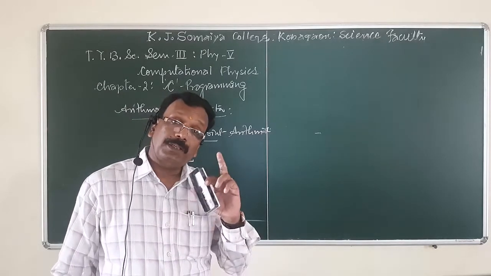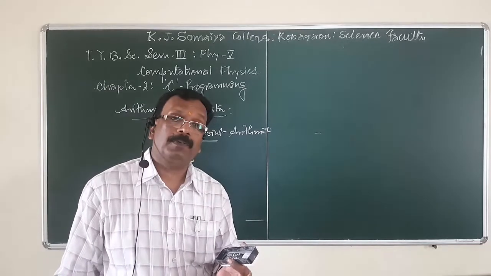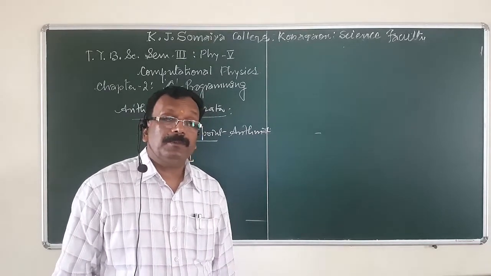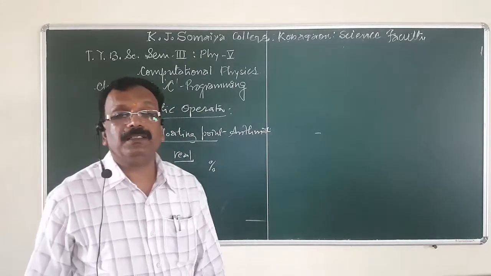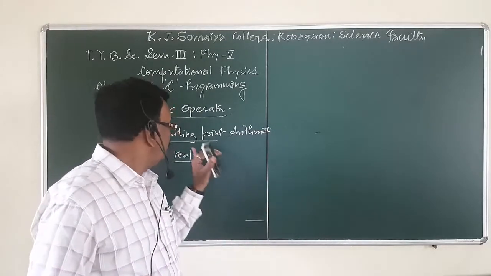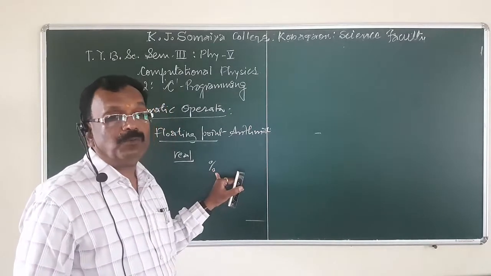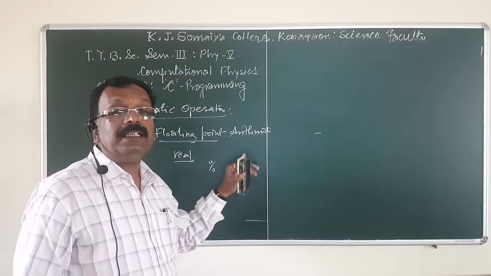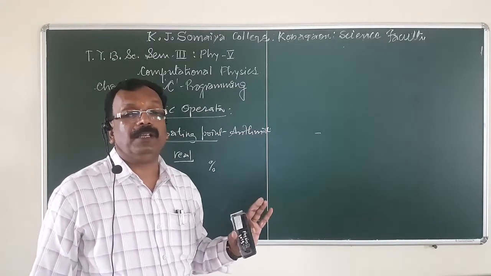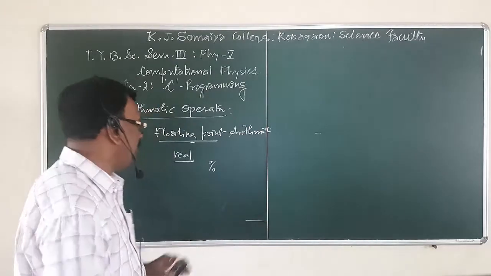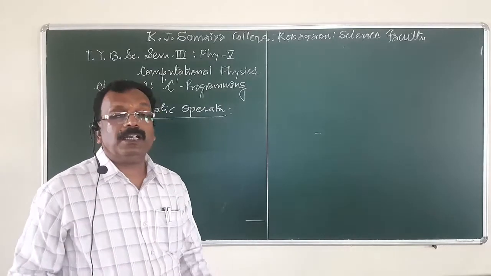One thing you have to remember, or note, is that in integer arithmetic modulo division is applicable, but in floating point arithmetic the remainder operator, that is the modulo operator, is not applicable. Okay, let us see the example of floating point arithmetic.